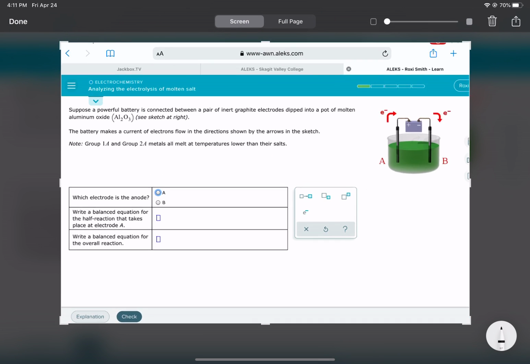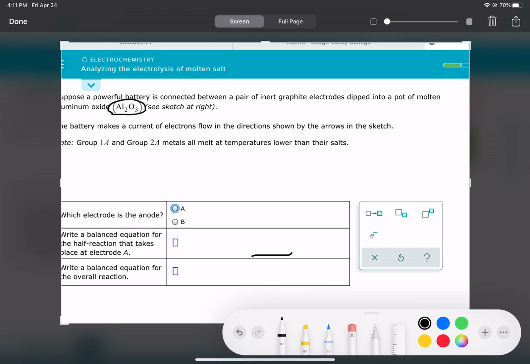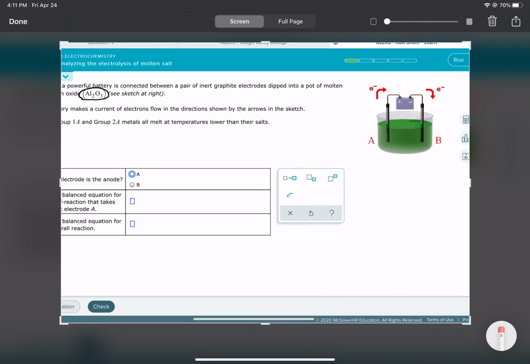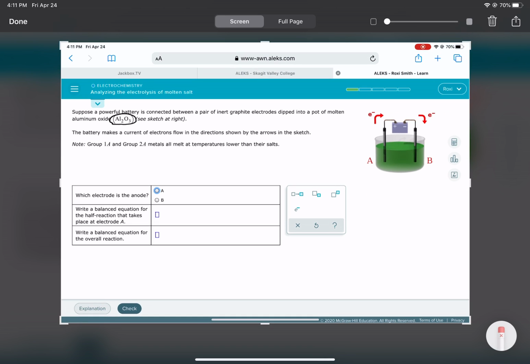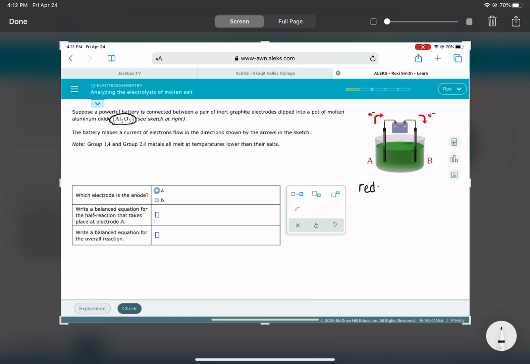Here it is telling us that we have aluminum oxide, Al2O3, and it is asking us to come up with the half reaction for the reaction that's taking place at the anode. It wants an overall reaction, and it wants us to identify which is the anode. So let's remind ourselves of anode versus cathode. To help us remember, we have red cat. That tells us that reduction is taking place at the cathode, and that means that oxidation is taking place at the anode.